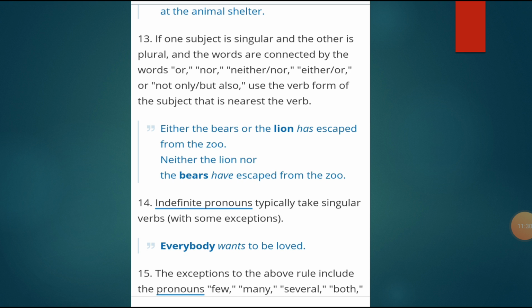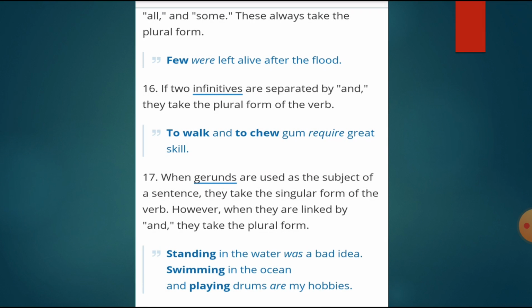15. The exceptions to the above rule include the pronouns few, many, several, both, all, and some. These always take the plural form. Few were left alive after the flood.